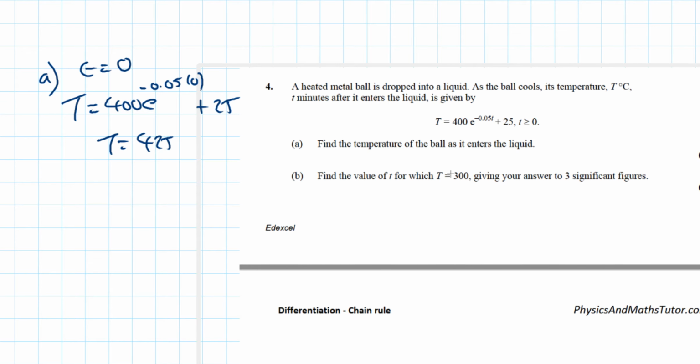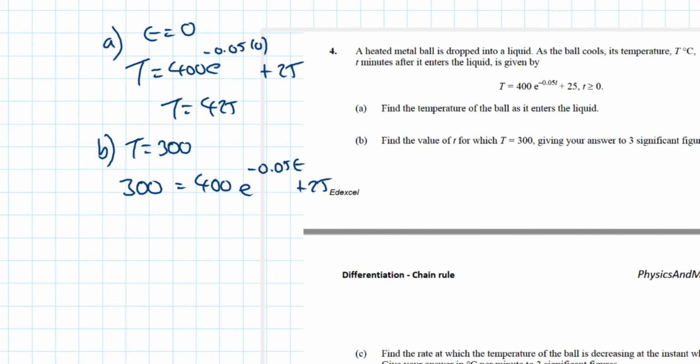Find the value of t for which T equals 300, giving your answer to 3 significant figures. So for part B, we know that T is equal to 300, so it's going to be 300 is equal to 400 e to the power minus 0.05t plus 25. So here we're going to rearrange our equation to find little t.